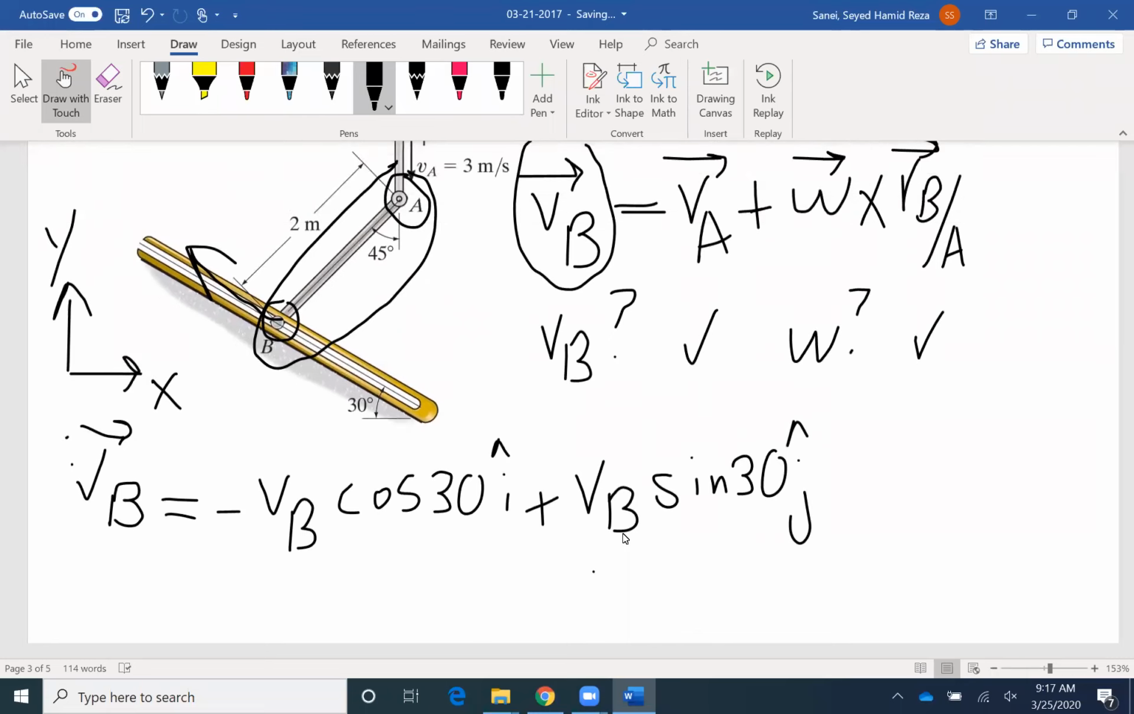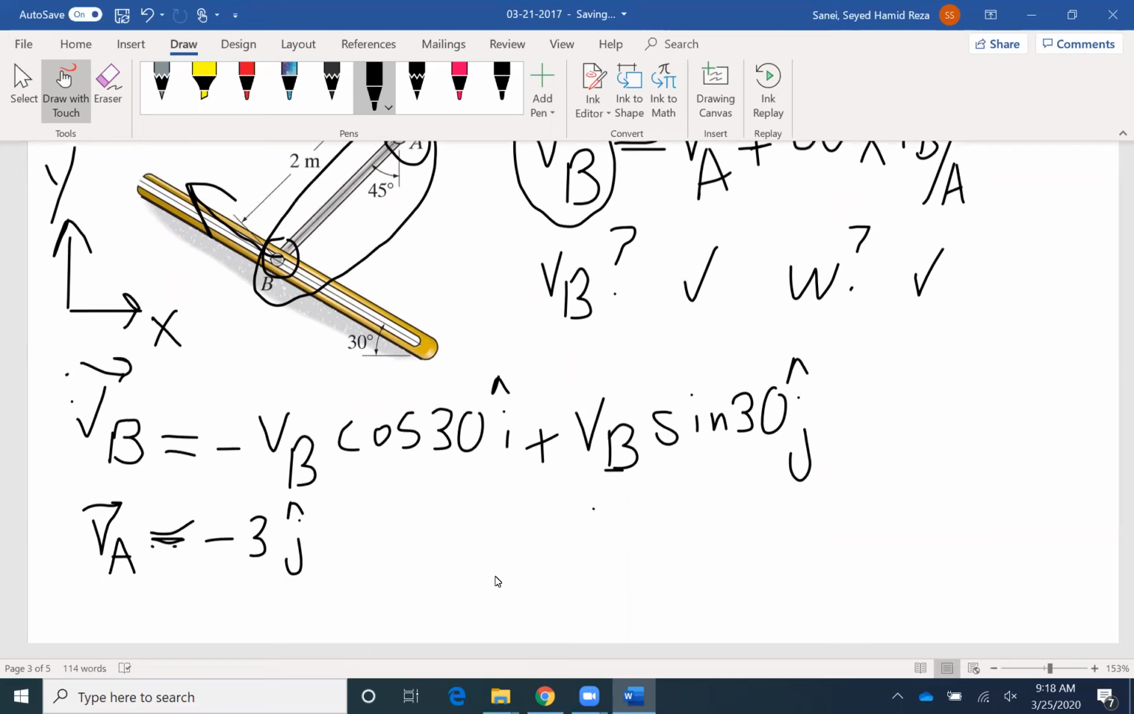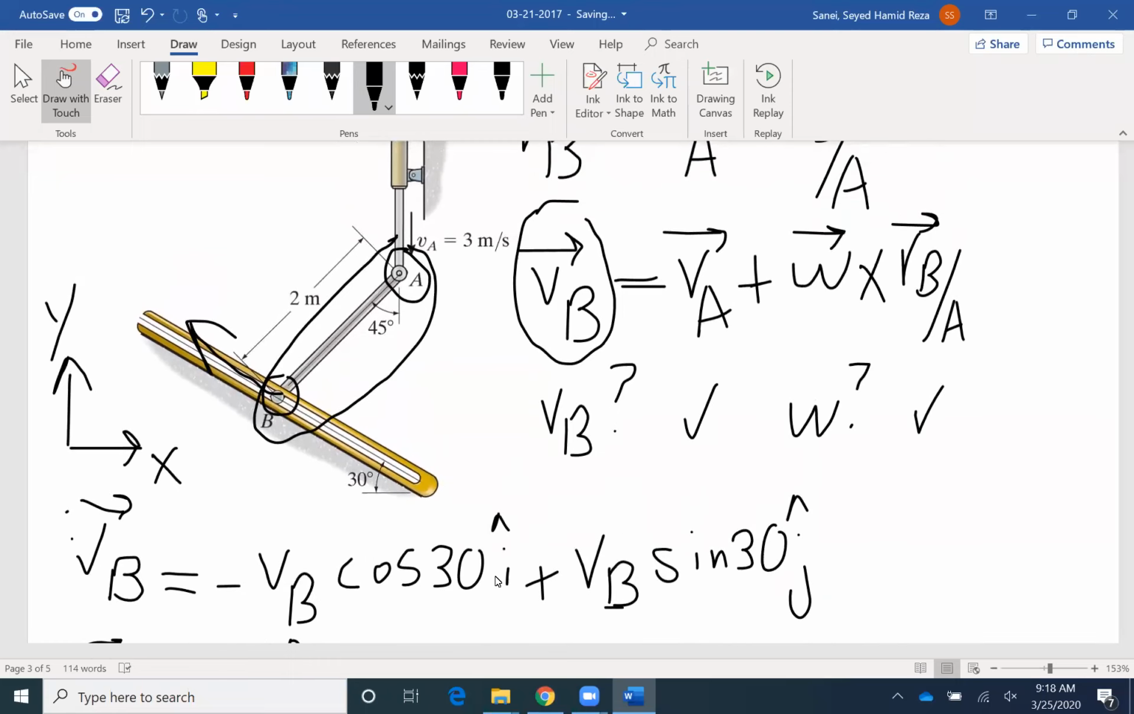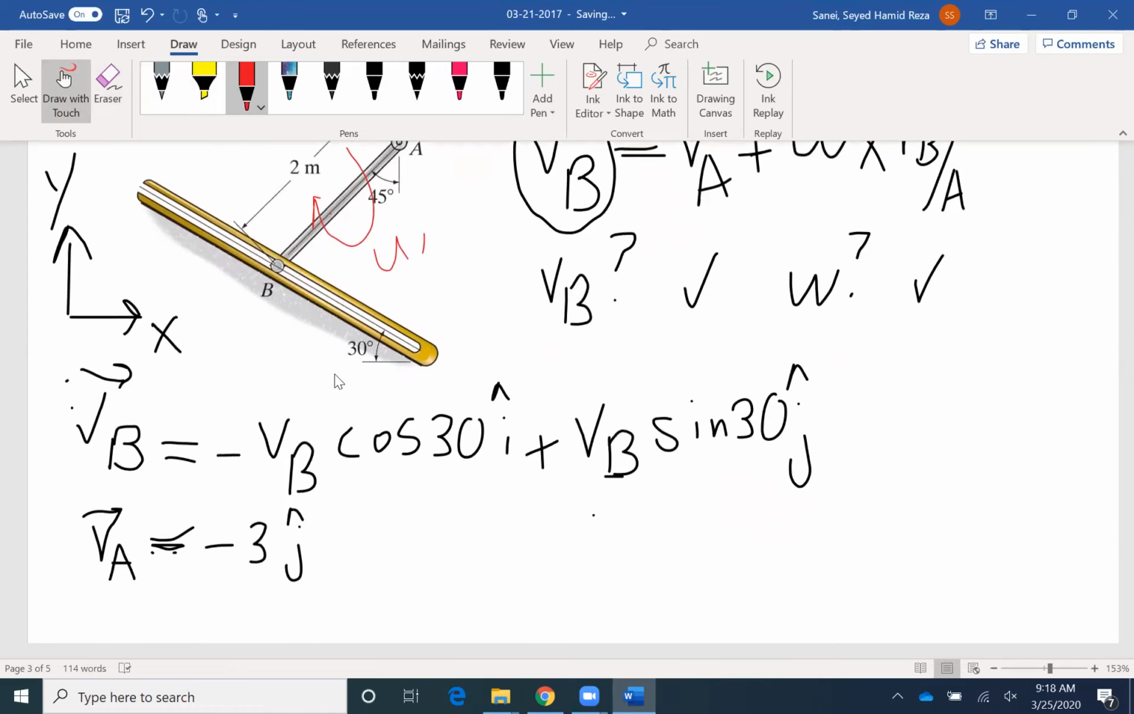VA is the second vector. For VA, the problem is telling us that the velocity is 3 meters per second and the direction is negative J direction. Now we have omega. So if this one is going down, let me clean up the image a little bit. Omega would be clockwise for us, and clockwise would be negative. That's our sign convention.